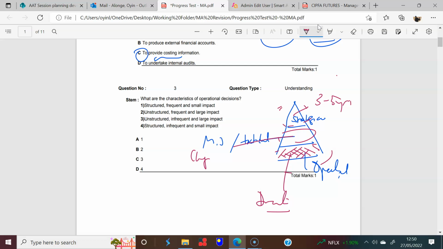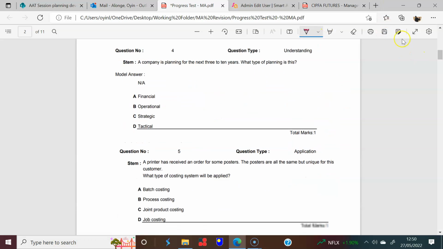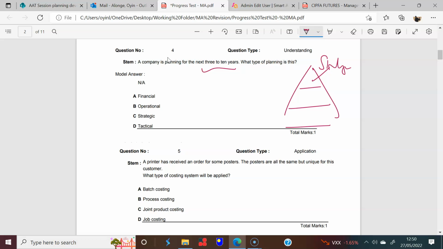So your best answer really was about structured, frequent, and small impact. And so technically taking out these two, but this idea of infrequent takes us out. So the answer therefore becomes 1. Right. Let's look here. So companies planning for 3 to 5 years, I've just talked about that. So that idea gives you what's happening right up here at the strategic. And so therefore your answer there becomes C, at the strategic.